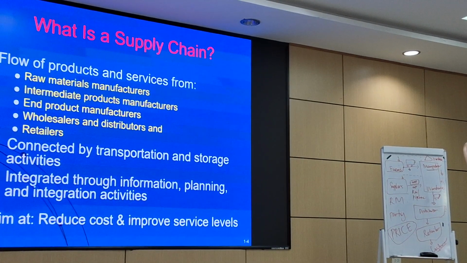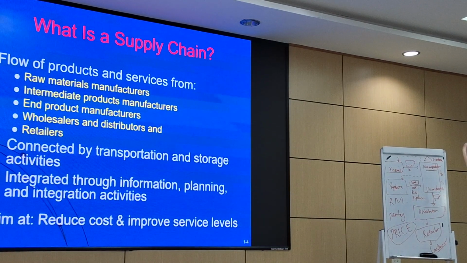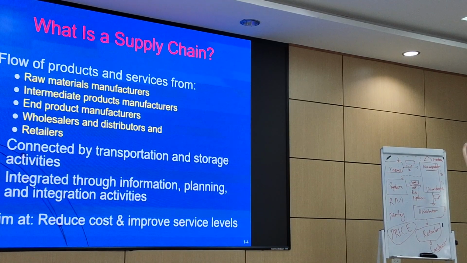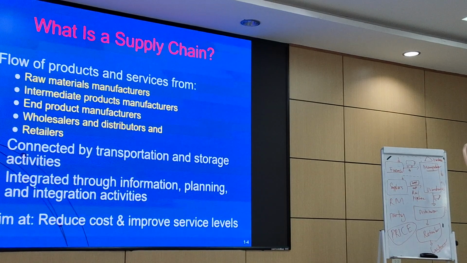So again, about the supply chain definition: it is a network, a chain of many parties, supplier, manufacturer, distributor, retailer, right? We connect all those parties in the supply chain through activities such as transportation, storage, planning, and information sharing, with the objective of reducing the whole supply chain cost and improving the service level. Okay? So this is the first introduction to the supply chain.